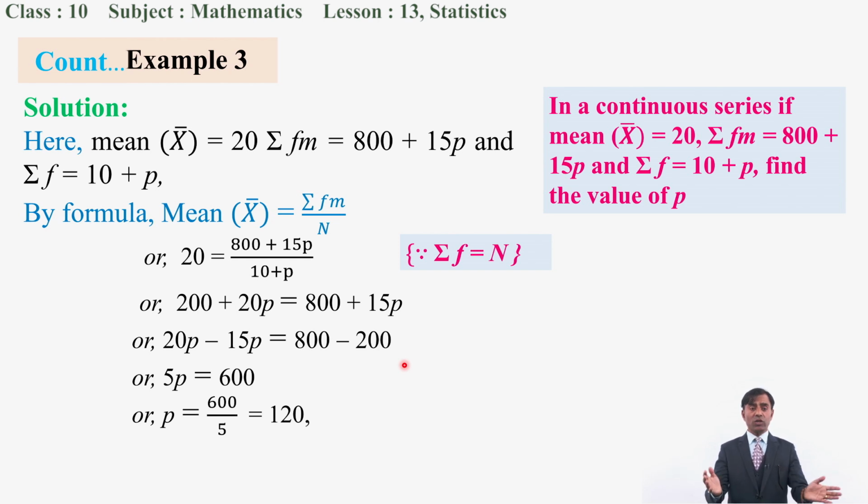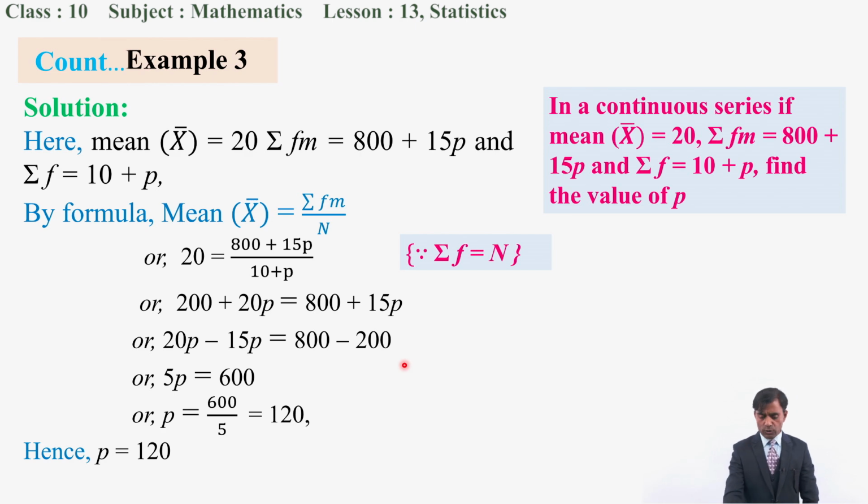So what is our question? The question is to find the value of p. If we had to find the value of summation fm, we would substitute that value 120 in place of p. So 120 plus 10 is 130. To find summation fm, 800 plus 15 times 120, we can substitute there. But according to our question, we only have to find p, so we don't have to substitute here. Hence, p is equal to 120.